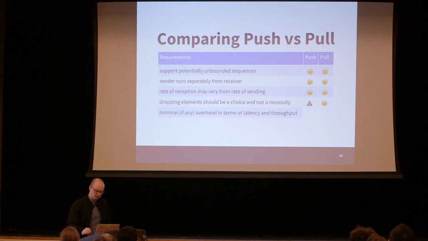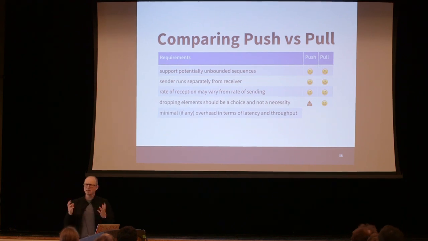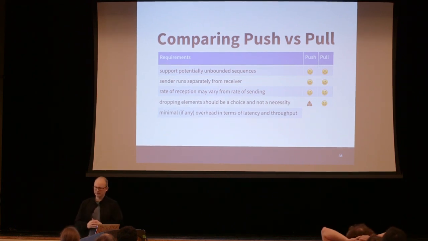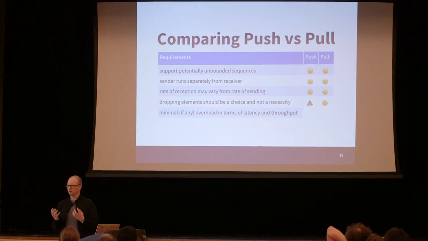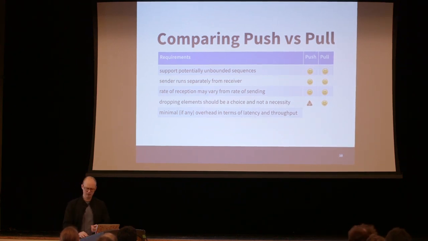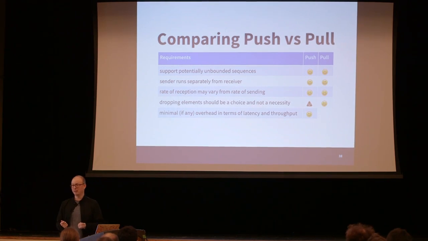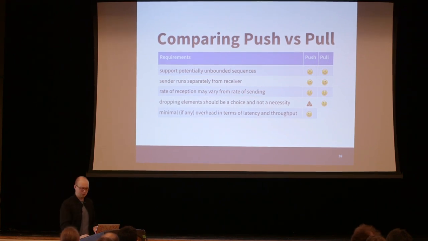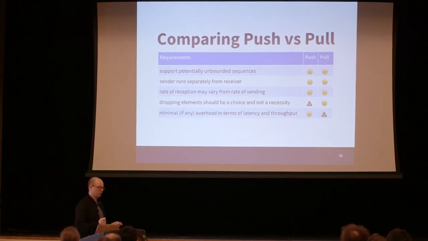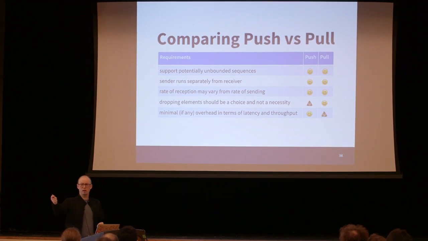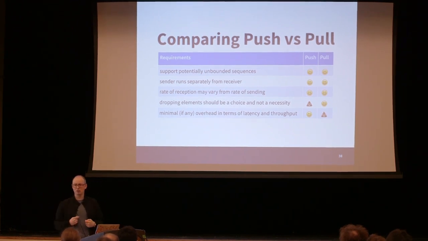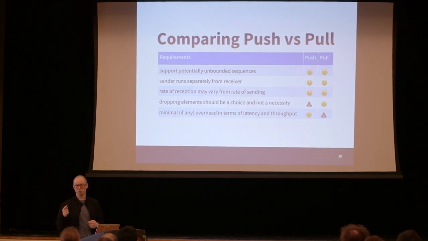So that's fine. So how about we get something that is minimal in terms of latency and throughput? How can we get something that is super fast? Well, push it super fast. There's just the overhead of sending in one direction. That's approximately as fast as you can get. But the pull problem is, you first need to pull, and then the information needs to be sent, right? So there's bi-directional communication happening for everything that you're pulling. That's not super, super fast.